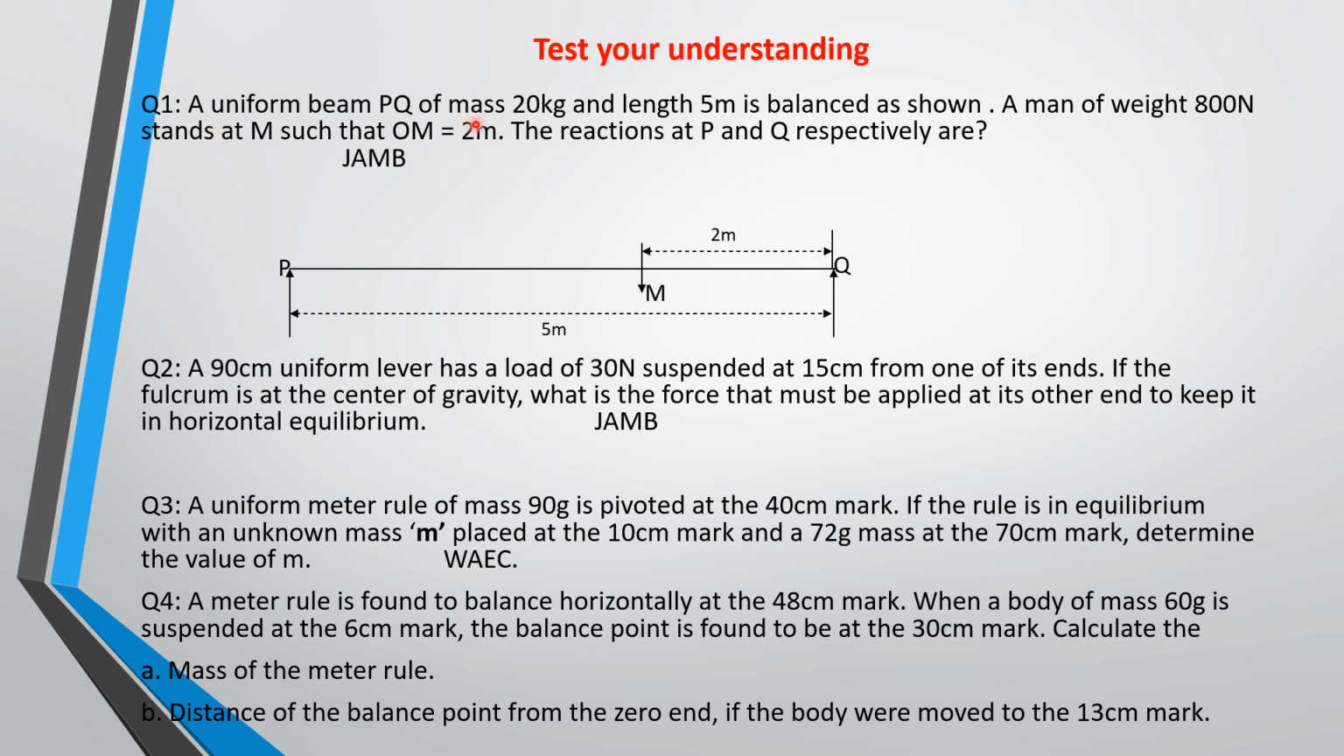A uniform beam PQ of mass 20 kg. If this beam is uniform and the mass is 20 kg, it means that this mass will be acting through the center of the beam. So don't forget that. Then the 800 newton weight is at this point. I'm just trying to give you the hints. Then this is 20 kg here.